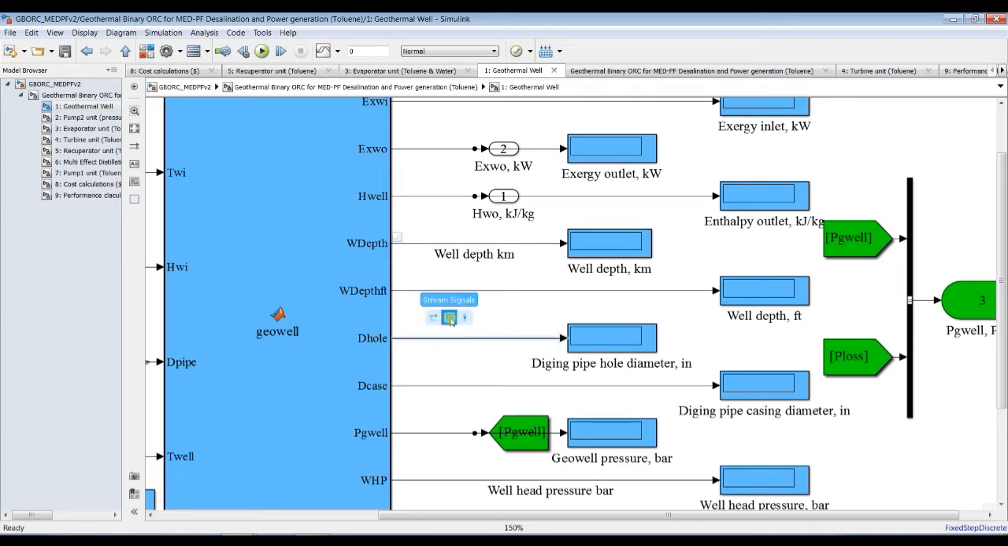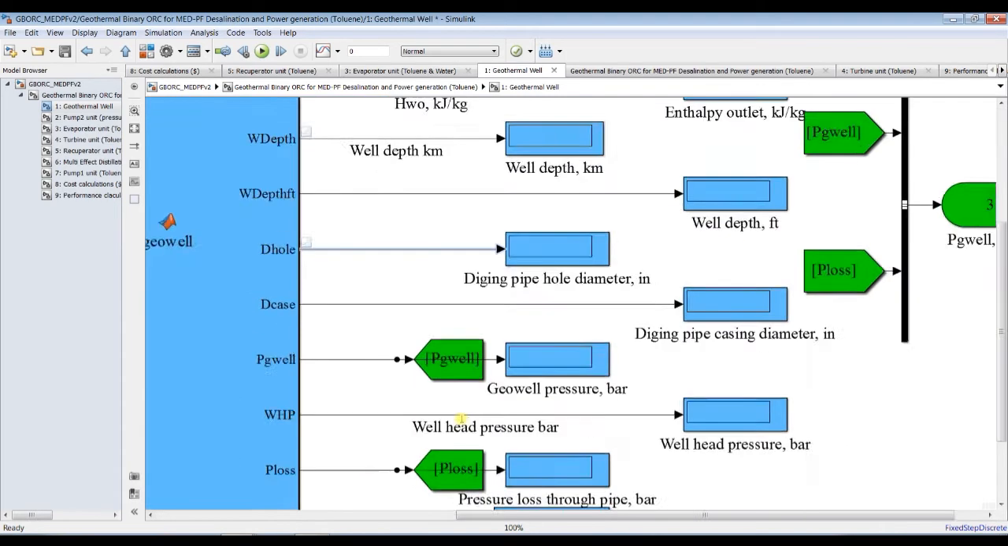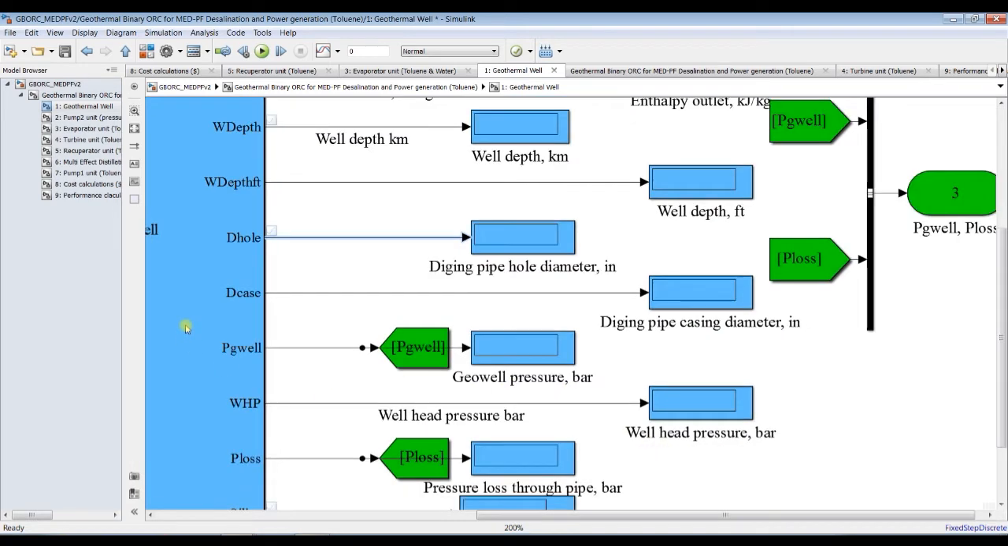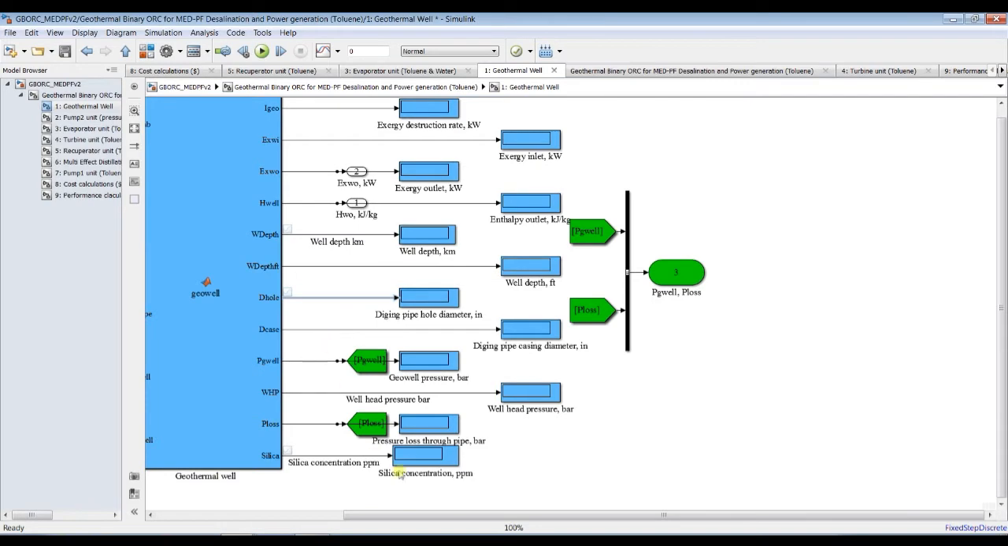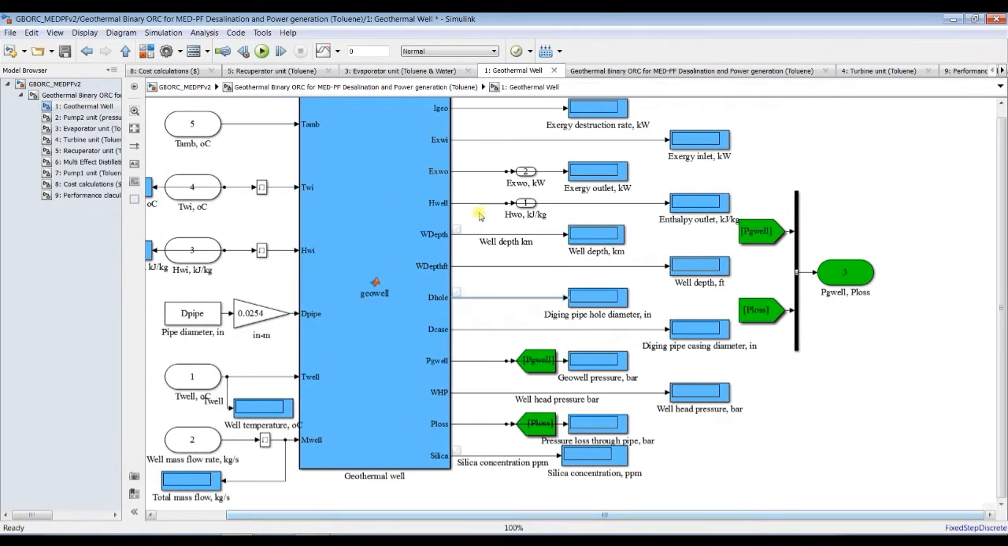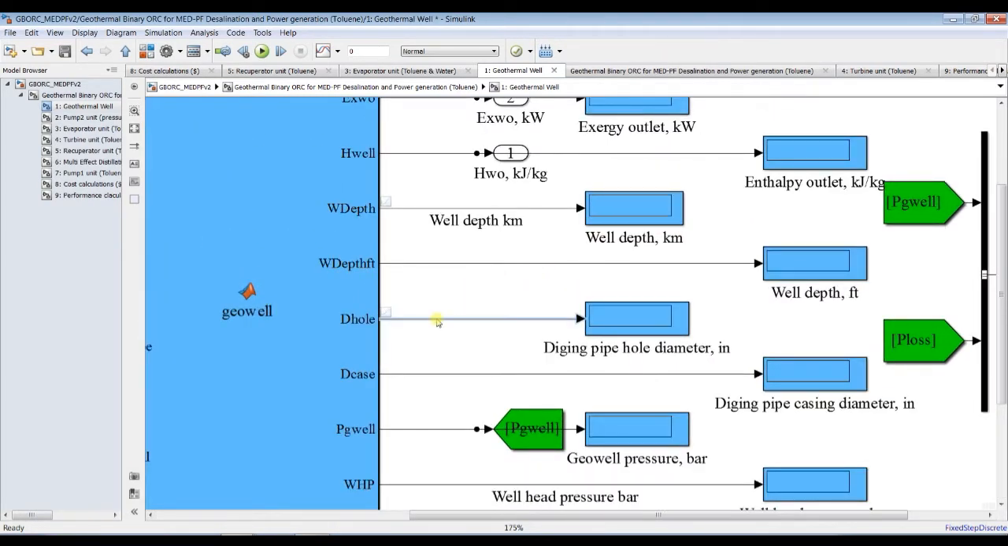calculate drilling pipe hole diameter, drilling pipe casing diameter, geothermal well pressure, well head pressure, and some pressure losses. You can discover these outputs by clicking on this or double clicking on the stream. You can write the name. Suppose I am going to enter this.